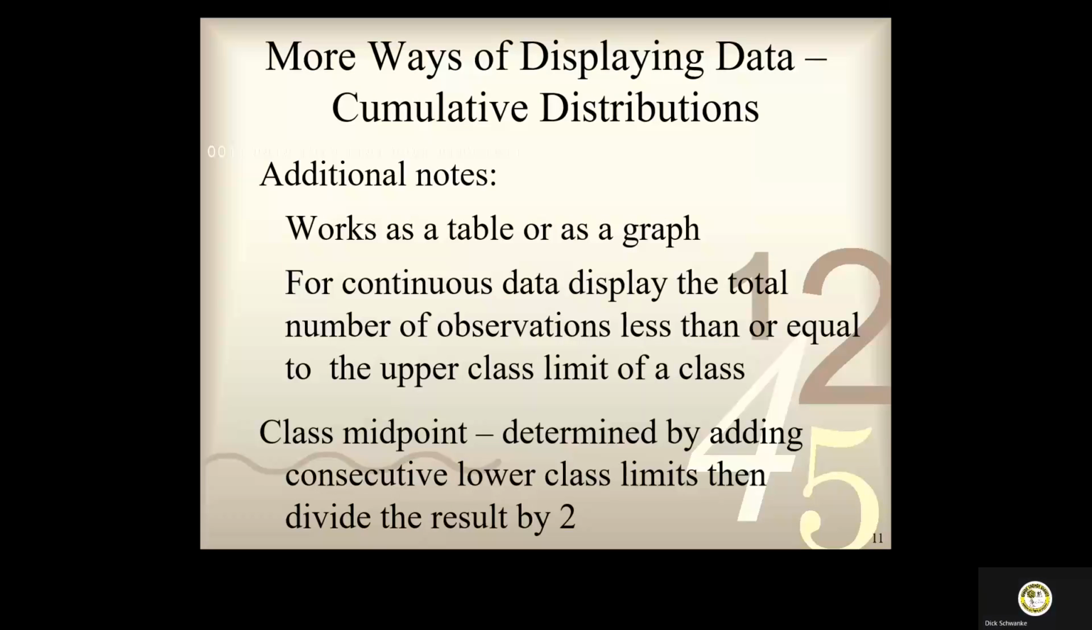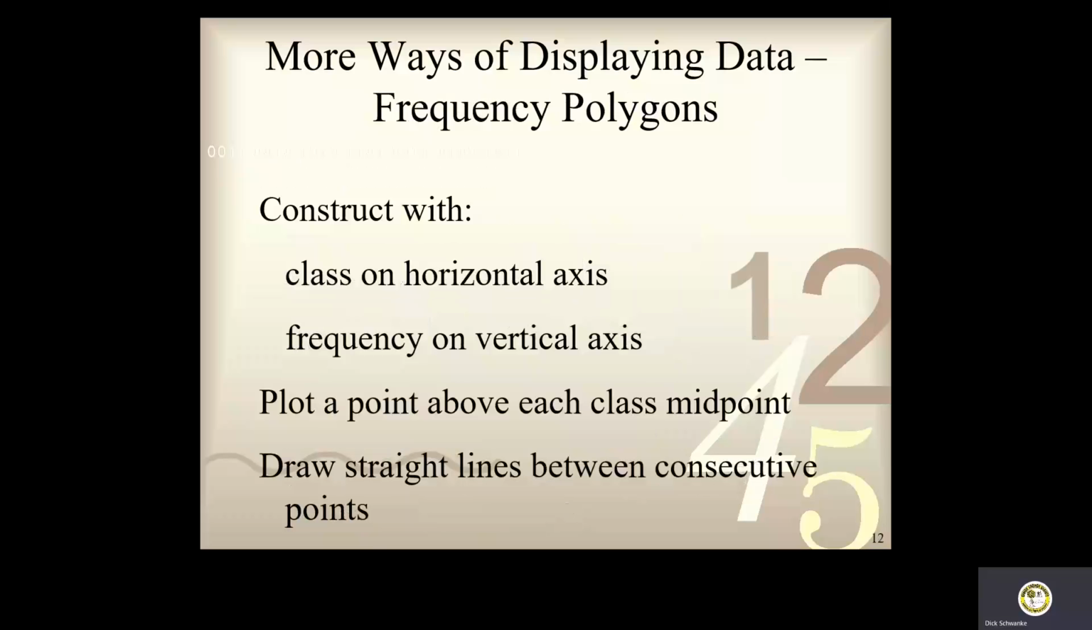So it works as a table or as a graph if we want to do cumulatives. For continuous data, we just display the total number of observations that's less than or equal to the upper class limit. Some we graph by plotting off the midpoint. The class midpoint is determined by adding 2 consecutive lower class limits and dividing the result by 2. So we can have frequency polygons where we put class on the horizontal axis and frequency on the vertical, and then we just put a dot at the midpoint and then draw a straight line between the consecutive points.